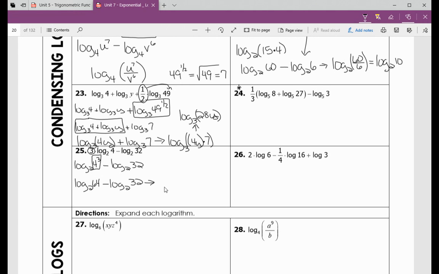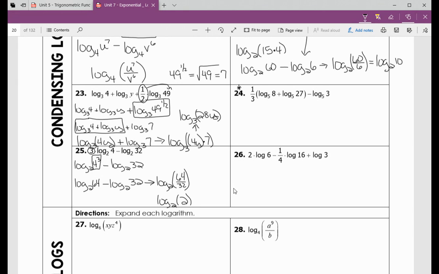I can condense that down to one logarithm. Log base 2 of the fraction 64 divided by 32. And that ends up reducing to log base 2 of 2. 64 divided by 32 is 2. Any questions about that one?